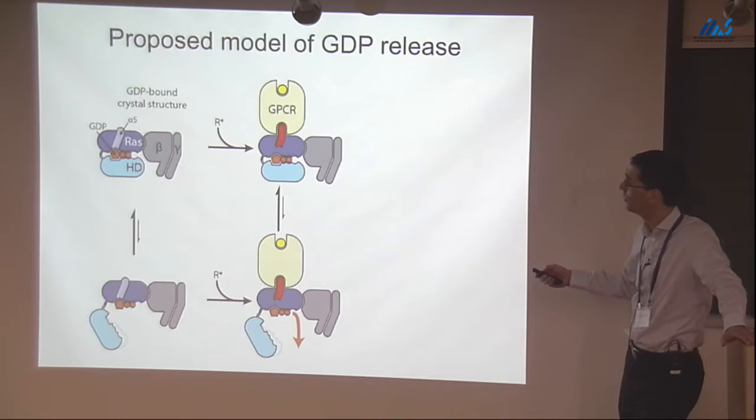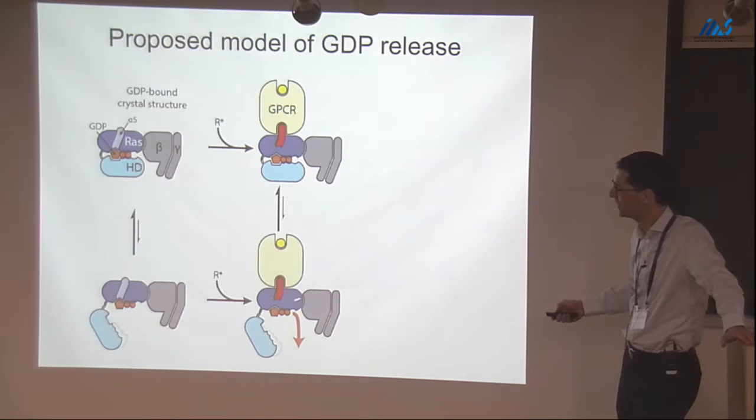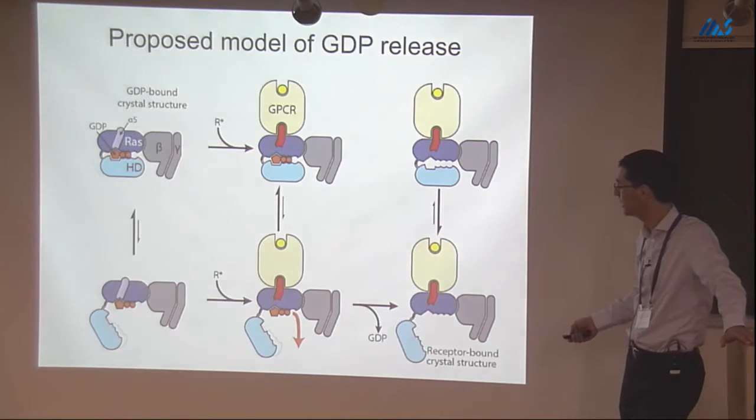When the receptor binds, the receptor causes a local structural change in the RAS domain. You still have the same equilibrium as before, but now the GDP's affinity to the RAS domain is reduced, so that when the G protein is in its open conformation, the GDP can get out. And then once the GDP has come out, that shifts this equilibrium toward the open state. And so that's what's seen crystallographically.